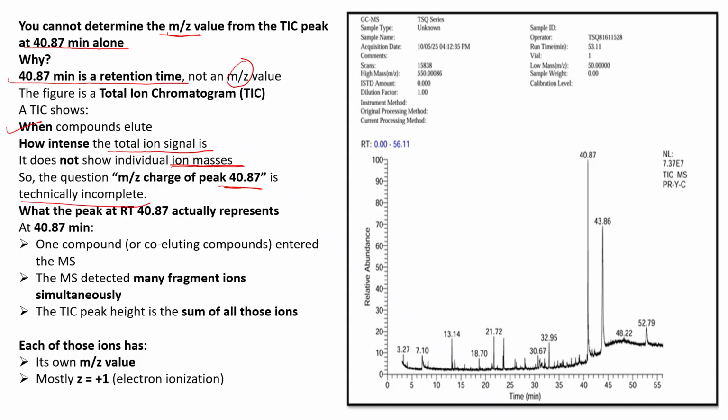The peak at RT 40.87 actually represents that at 40.87 minutes, one compound or co-eluting compounds entered the MS. The MS detected many fragment ions simultaneously, and the TIC peak height is the sum of all those ions. Each of these ions has its own m/z value, and mostly z is equal to +1 in electron ionization.